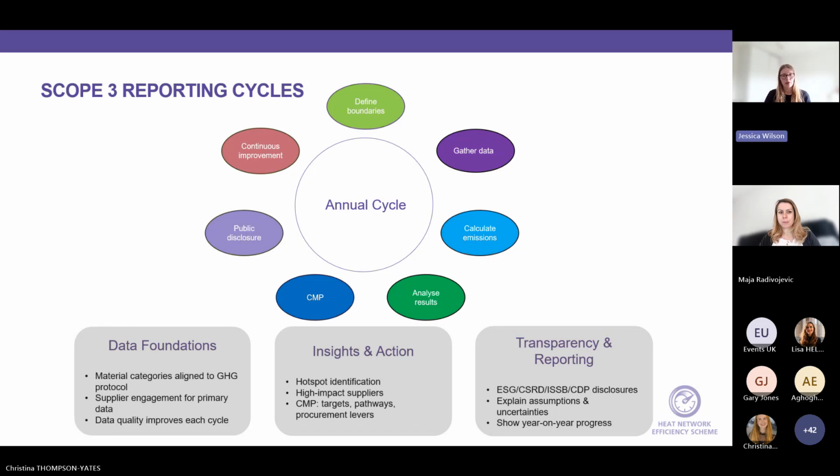After that, you would follow your carbon management plan and then continuously improve on the results. And also, as you're going through this cycle, your data quality and collection would get better as you get more mature in your carbon accounting. And then you would report against your targets that you set as part of your carbon management plan. I think we'll go to the next slide.